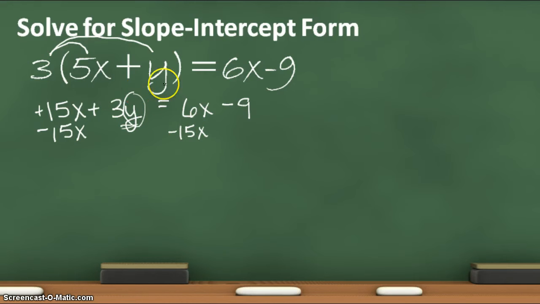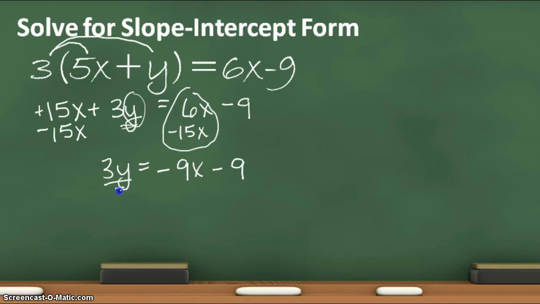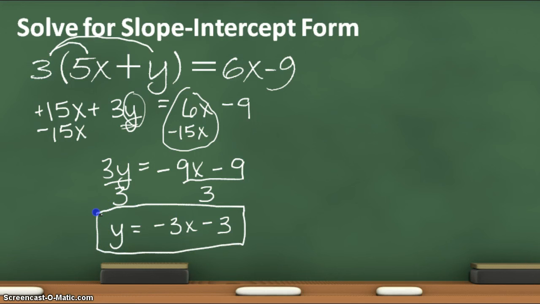Okay, so we do that and we get positive 15x plus 3y minus 15x is just 3y. And then negative 6x minus 9 minus 15x, that's going to be negative 9x minus 9. We're combining like terms. And then I'm going to divide everything by 3 to get y alone. So negative 9x divided by 3 is negative 3x, and negative 9 divided by 3 is negative 3. So y equals mx plus b, y equals negative 3x minus 3.